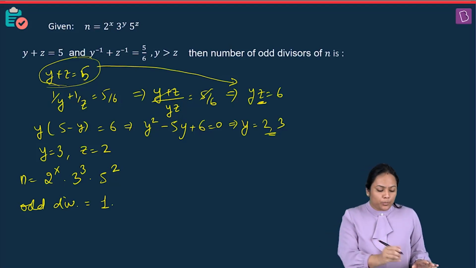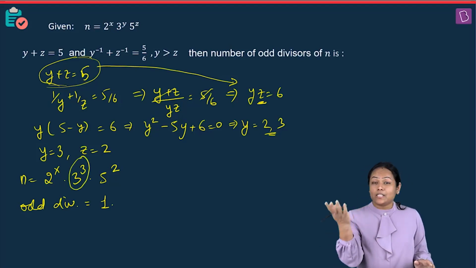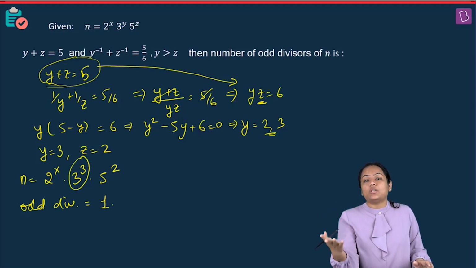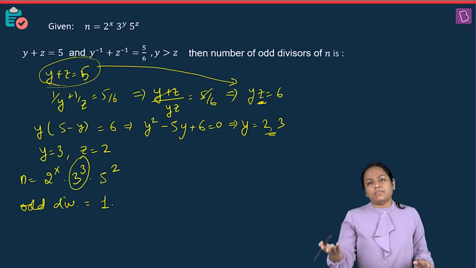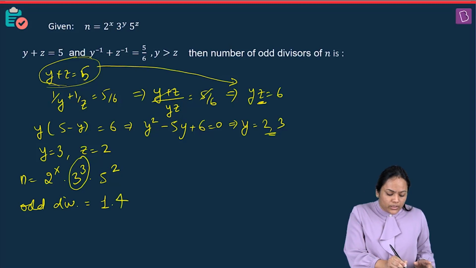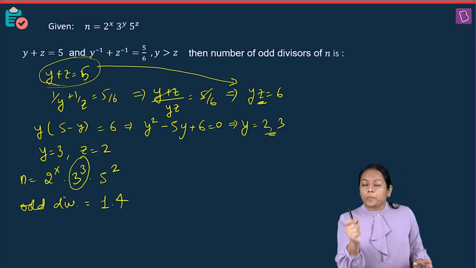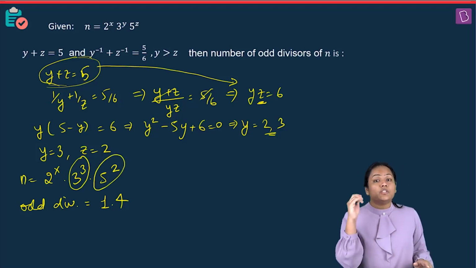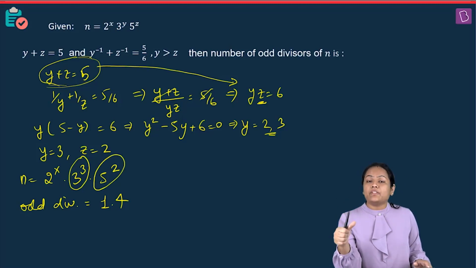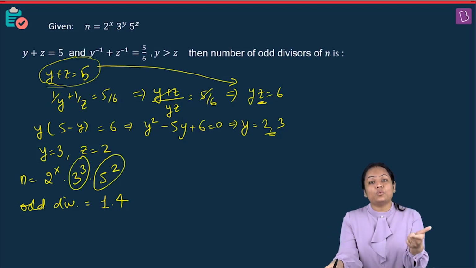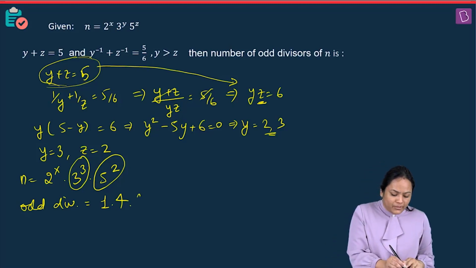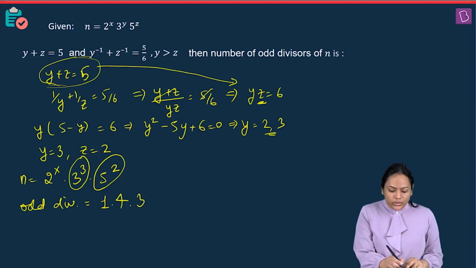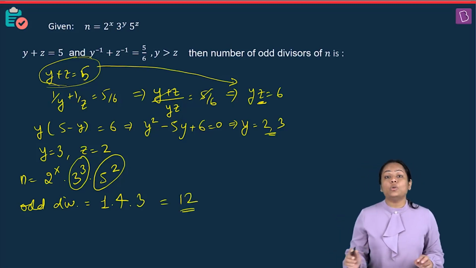Okay, coming to the 3 cube part. Now 3 does not have any restriction. You can have 3, you can have 3 square, you can have 3 cube, or you can have 3 raised to 0. That means the total options will become 4 for 3. Similarly for 5, the power is 2. So again, there is no restriction on 5. You can have in your divisors 5 raised to 0 or 5 raised to 1 or 5 raised to 2. That is going to give me 3 options. So multiplied by 3. So that means my total number of odd divisors is equal to 12.